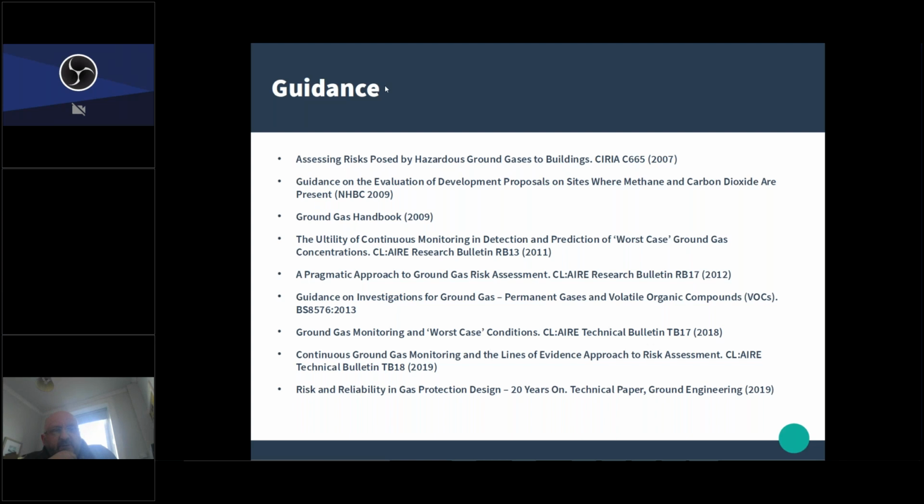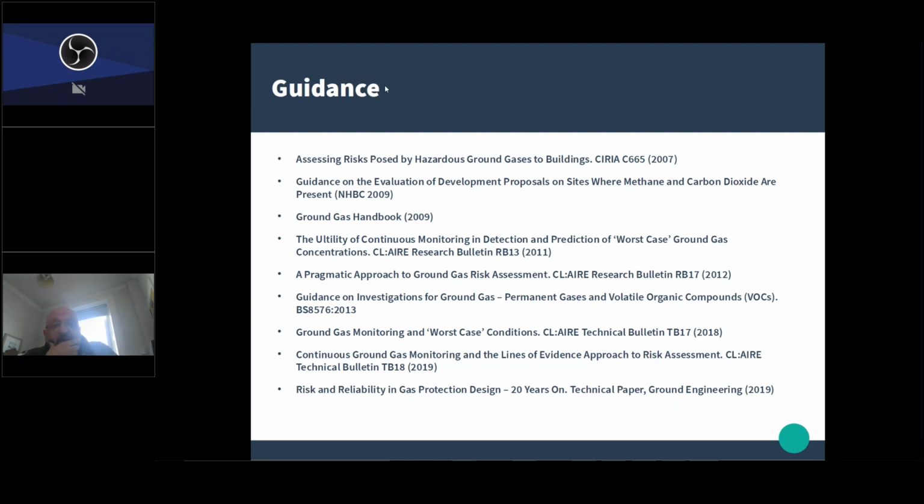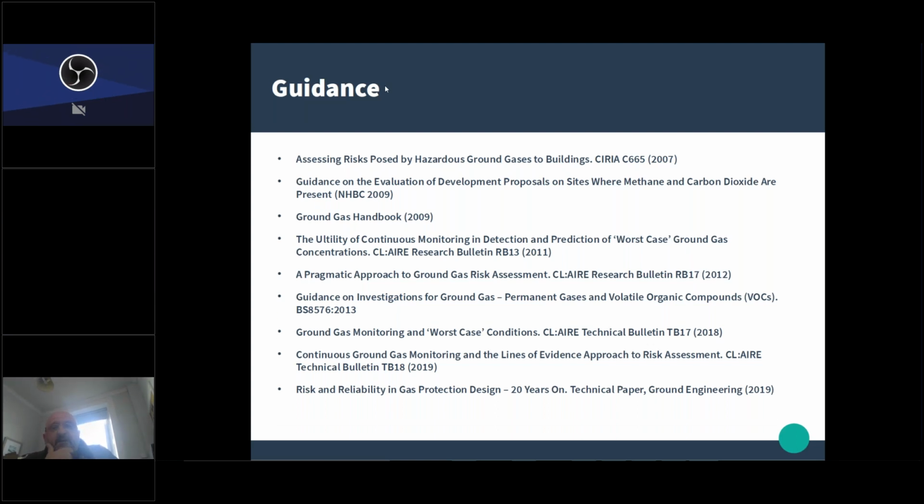And then perhaps most recently, there's that reference I put at the bottom there, risk and reliability in ground gas protection design 20 years on. That's a two-parter from Card and others. And I'll say something about that in a wee while.